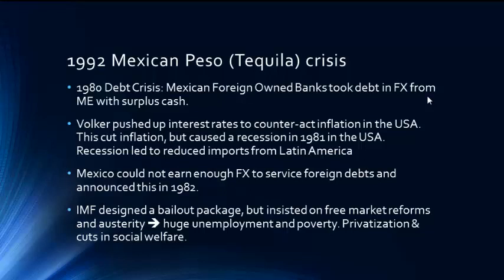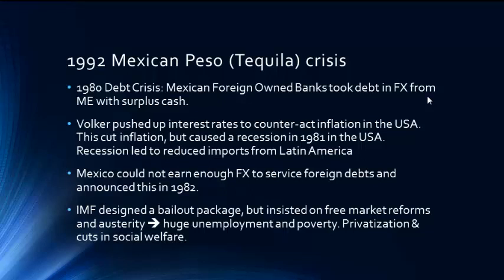Then in late 1979, Volcker came into the USA. The USA was suffering from stagflation, and Volcker decided that he would fight inflation and not worry about the unemployment. So he pushed up the interest rate, which caused a recession in the USA, and did succeed in bringing down the inflation.